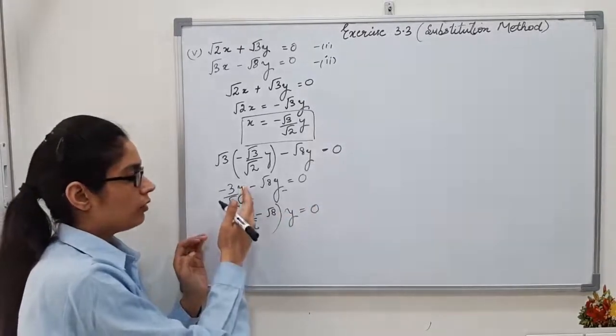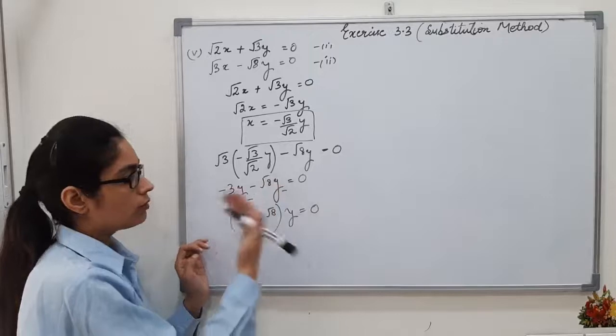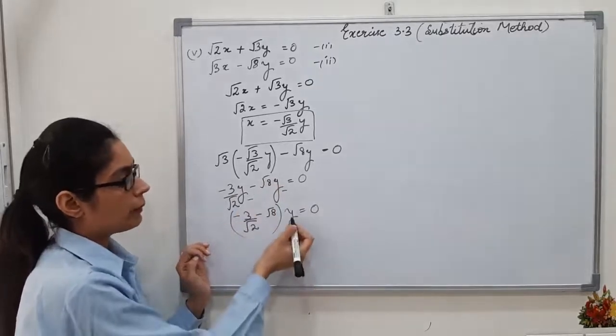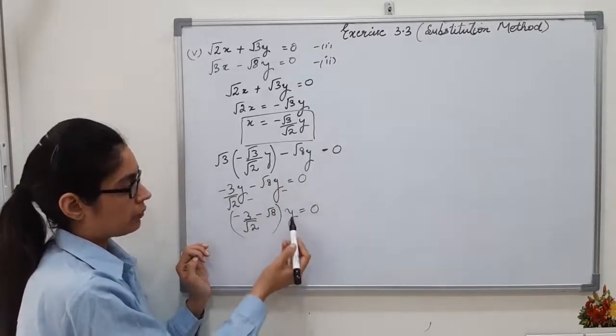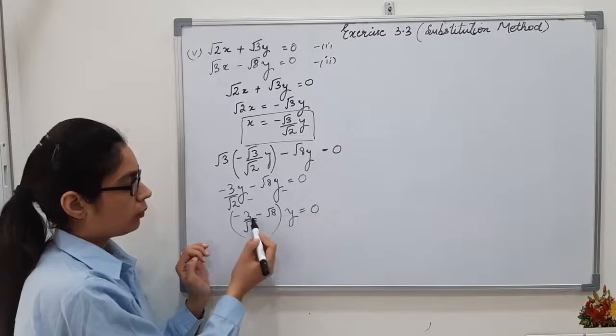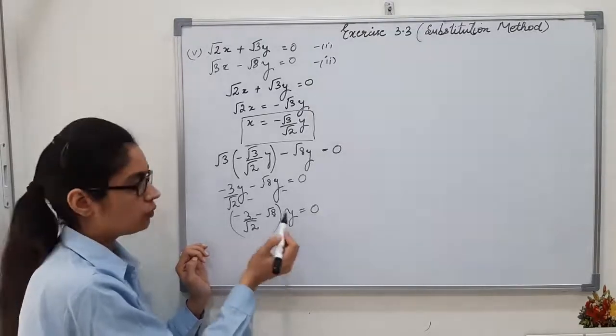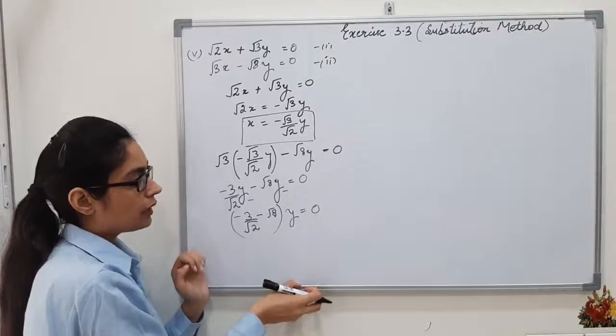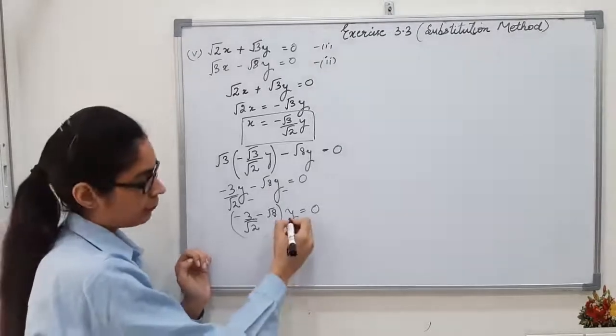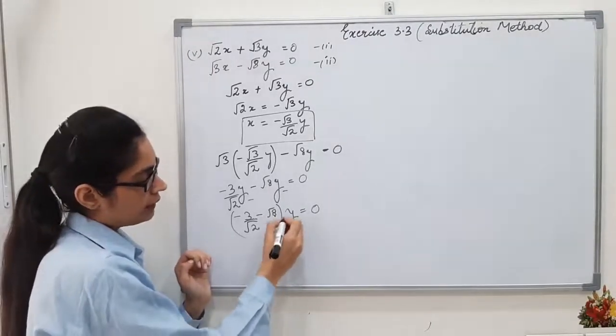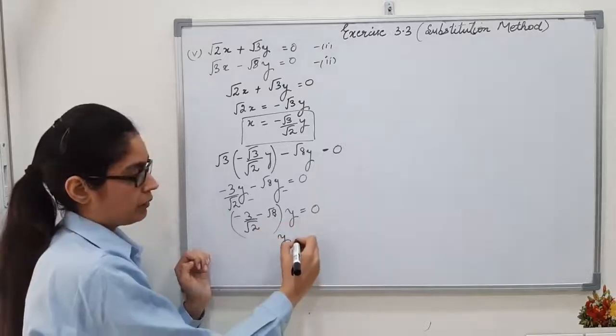See, y was here also and it was here also, so I've just written it outside the bracket. See, if I multiply it again, it will become the same thing. Y will come with 3 by root 2 also and with root 8 also. So I've just written it outside to make this a very simple sum. So now this whole thing is getting multiplied to y.